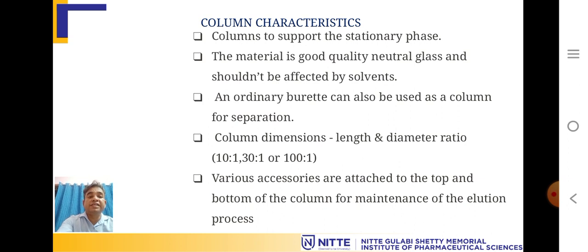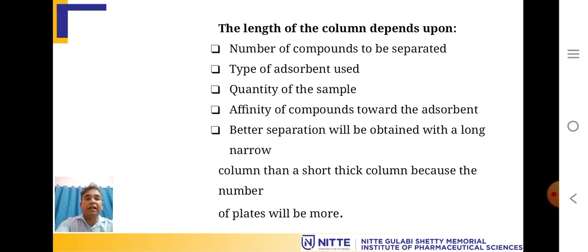And various accessories are also attached at the top, like you can use a vacuum pump so that you can give pressure for the solvent migration, right? Because sometimes the migration of the solvent within the column is very challenging. So you can attach a pressure gauge there, and you can give pressure so that the solvent moves a little faster. But there is also a chance that there is a crack in the stationary phase.